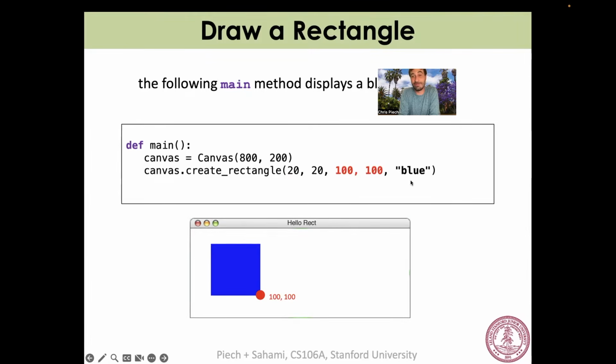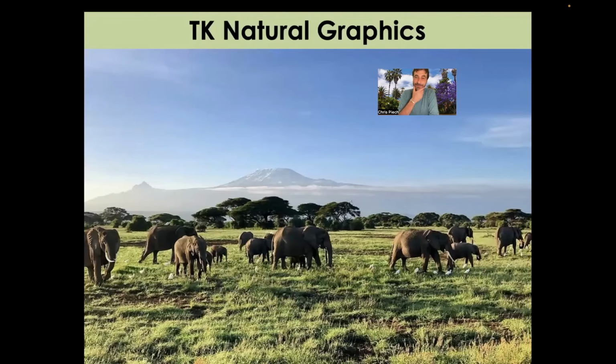And if you want it to be blue, all you have to do is ask. And you say, hey, can you make this blue? And it comes out blue. If you didn't have it, it would be black, but we do have it, so it's going to be blue. And there you have it. Hello world, you have your first rectangle.